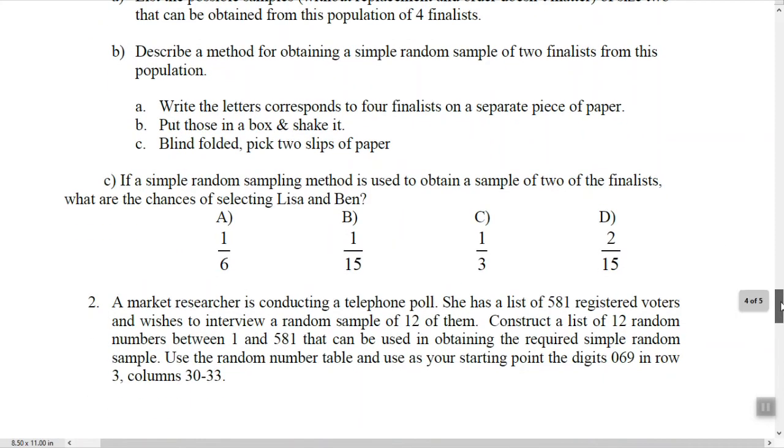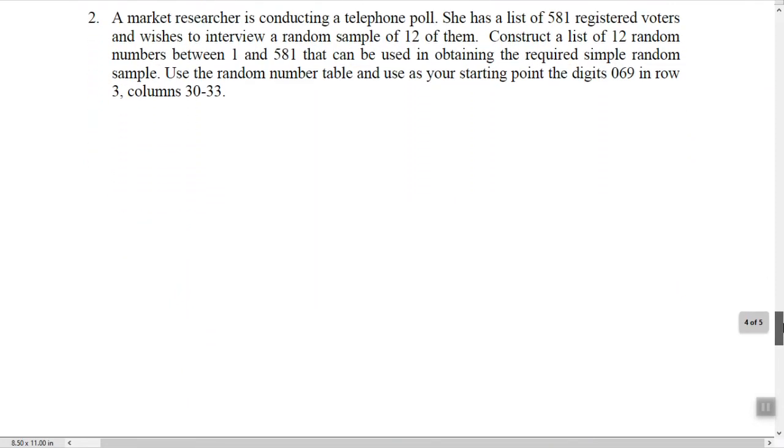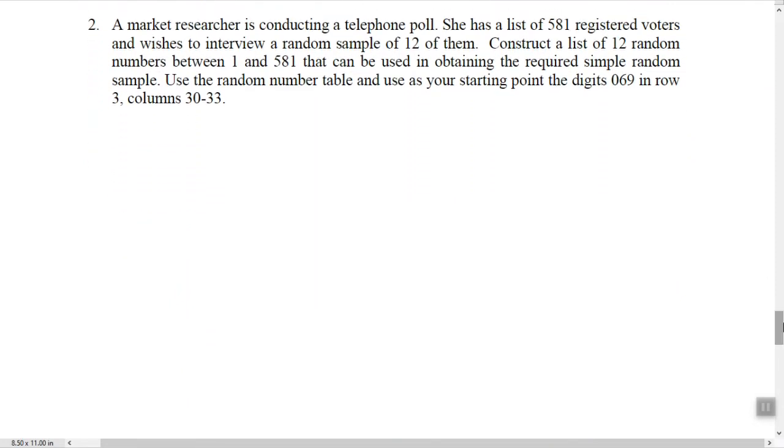The last question here I need to explain to you. A researcher is conducting a telephone poll. She has listed 581 registered voters and needs to interview 12 of them. You have a list of 581 names, but you need to pick only 12. How do you pick them?